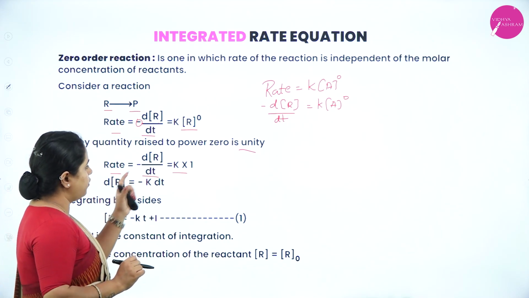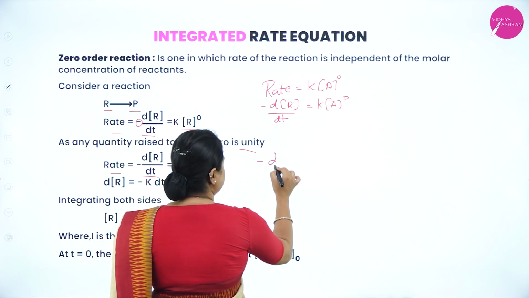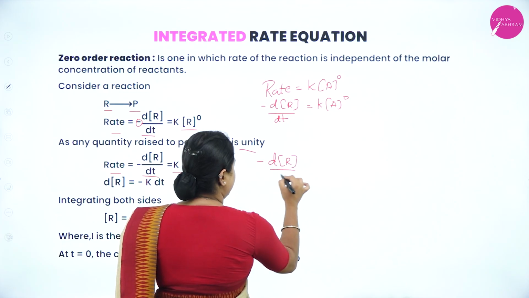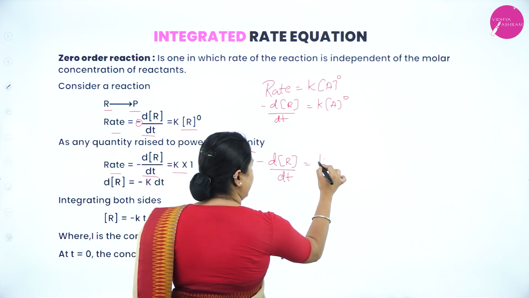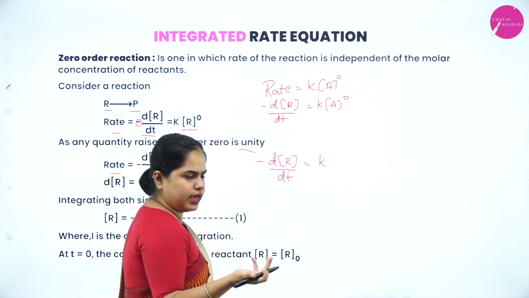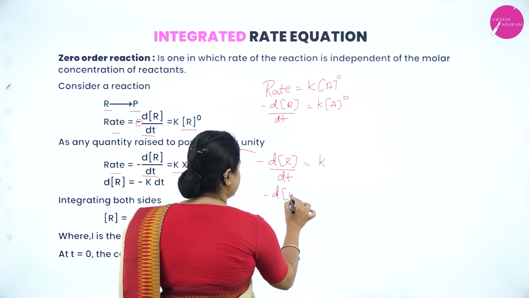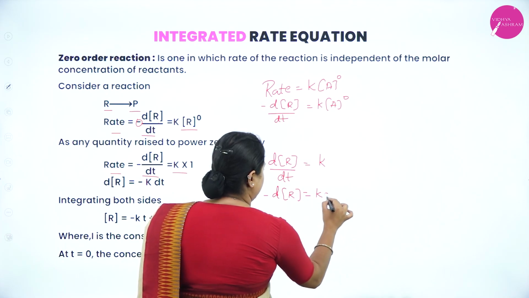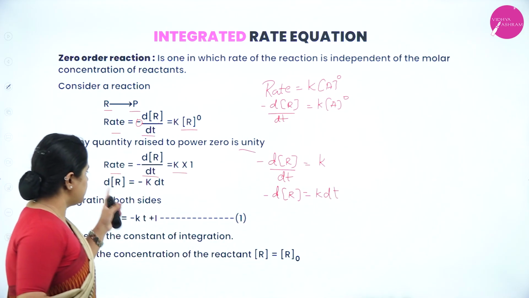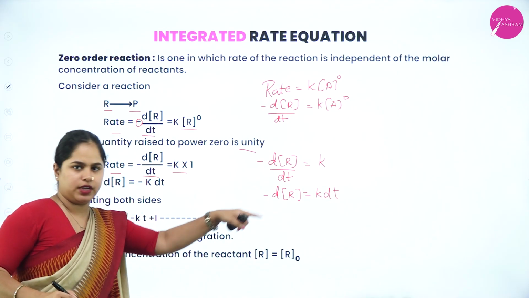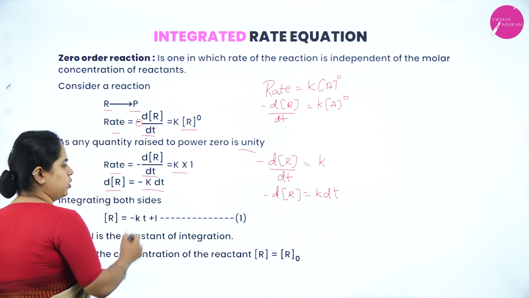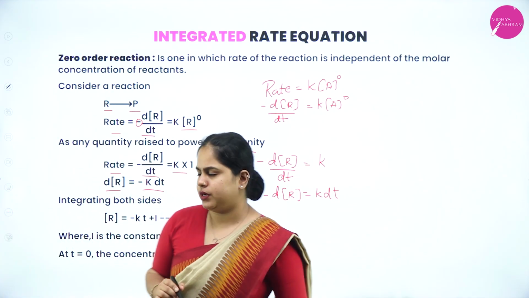Now from this what are we going to do? We will get minus dR by dt is equal to k, k into 1 is k itself. Now we are going to take this dt to the other side. So you will have minus dR is equal to k dt. Right, or else you can take the minus to the other side, so you will get dR is equal to minus k dt. I hope till here it is clear.